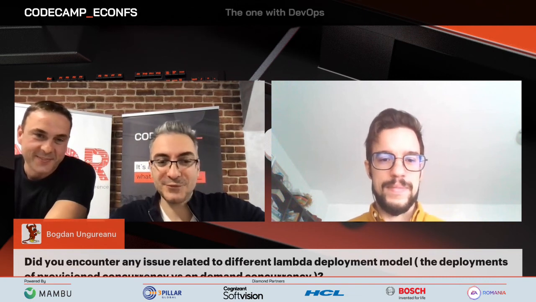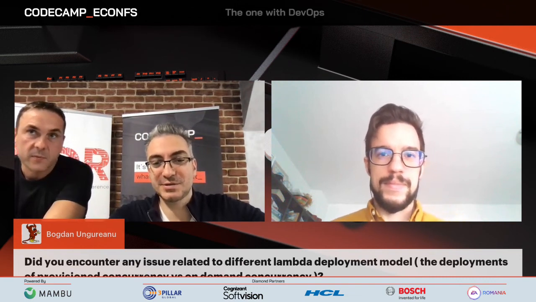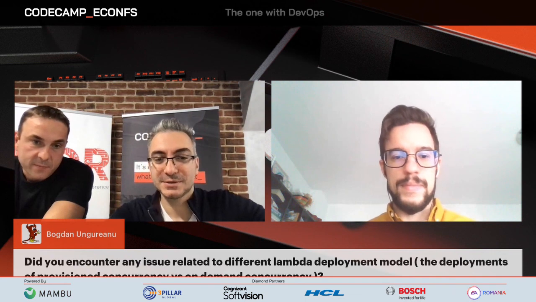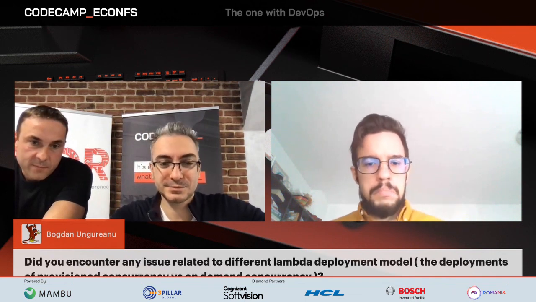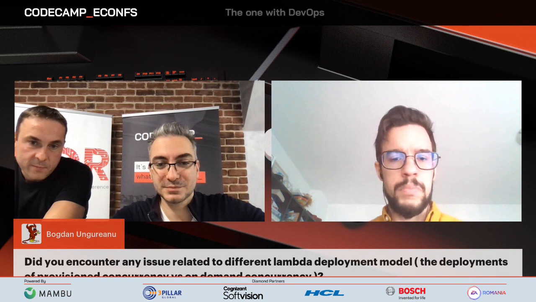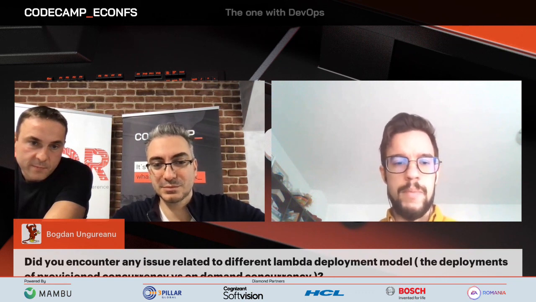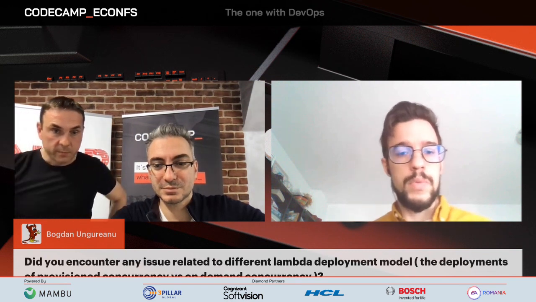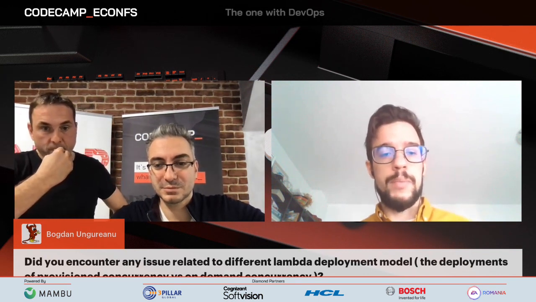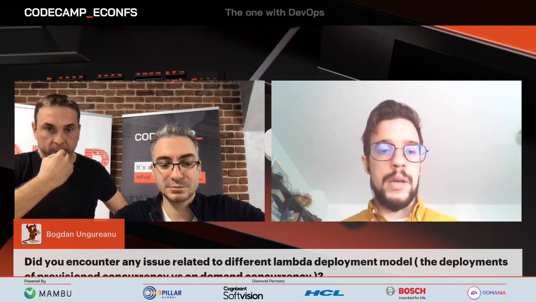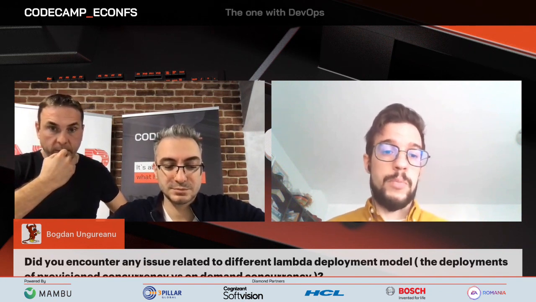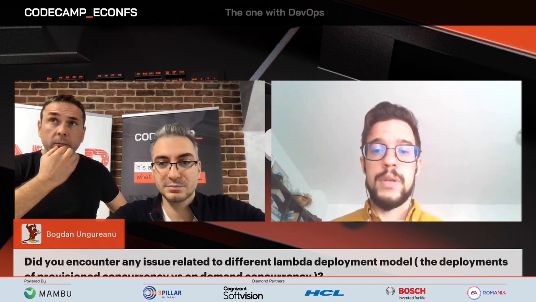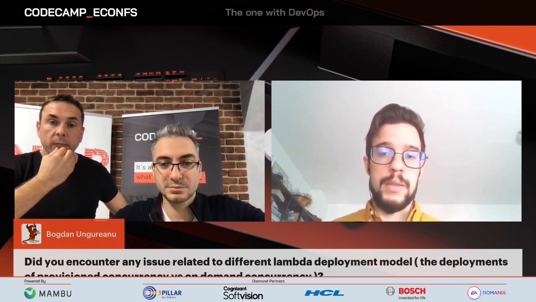All right, the next one: have you encountered any issues related to different Lambda deployment models? Different Lambda? No, we didn't have any issues related to deployment. We do our deployments with Terraform. We have some Lambdas with provisioned concurrency and some without, and we didn't have any issues with it.